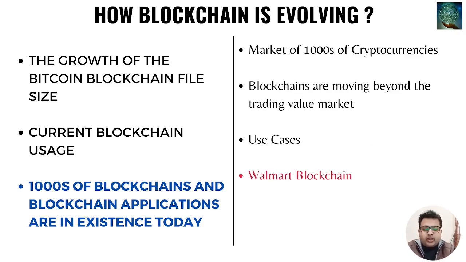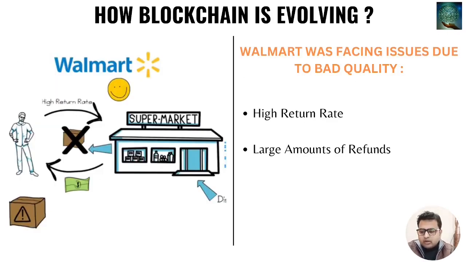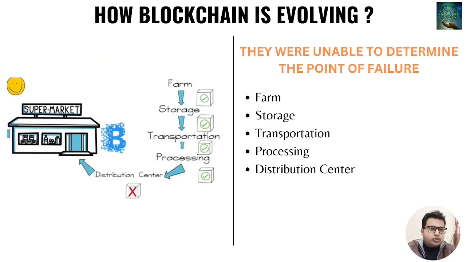And also one more very interesting scenario you should consider, that is Walmart blockchain. Walmart was facing issues due to some bad quality. The issue was high return rate and large amount of refunds. People were just returning the products because they were not liking them. There was some quality issue, and Walmart was not able to identify exactly where the issue was. It was not able to determine the point of failure. Either the point of failure was in farm or the storage or the transportation, processing, distribution center. They were unable to track exactly where the issue was.